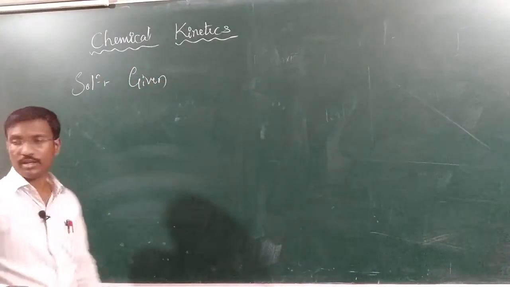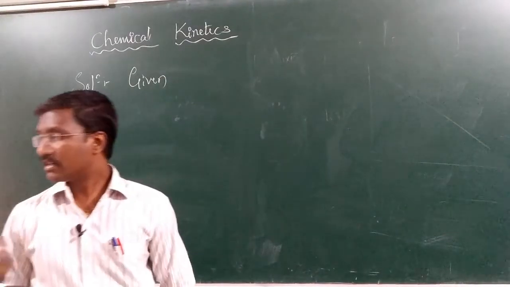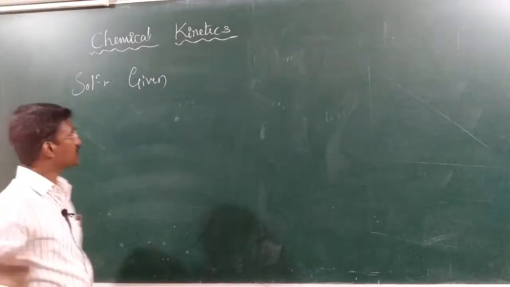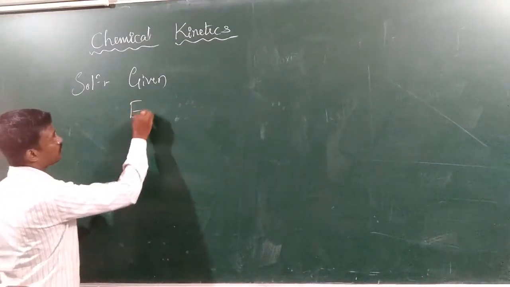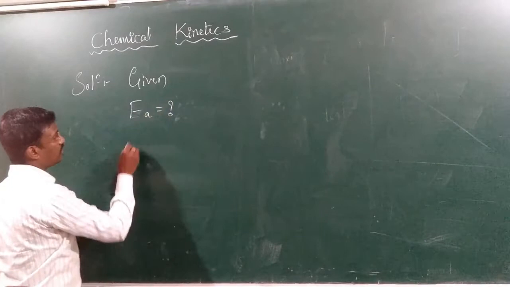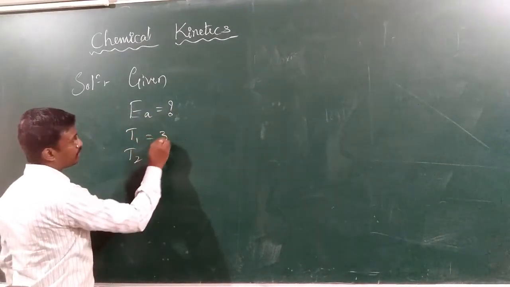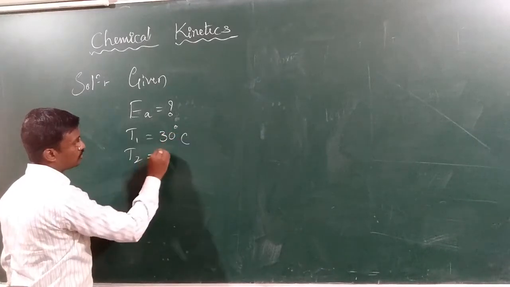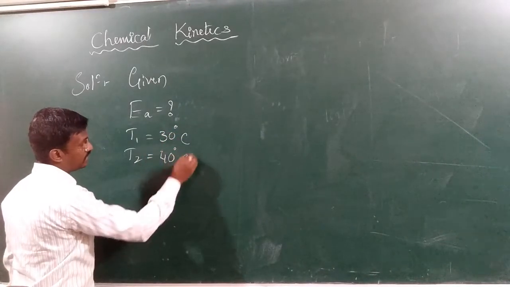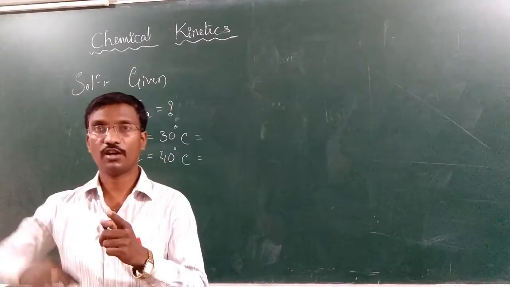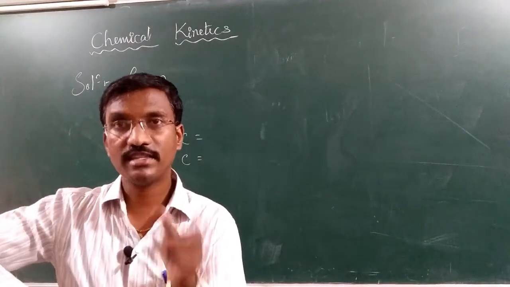First one they have given you: calculate the activation energy. Means activation energy itself is the question here, Ea is equal to question mark. They have given the temperatures T1 and T2, but in the form of degree Celsius. You have to convert that into Kelvin, because degree Celsius is not the SI unit of temperature. The SI unit of temperature is Kelvin.